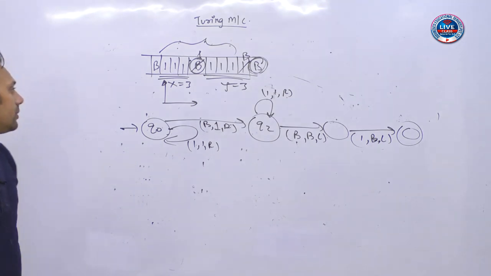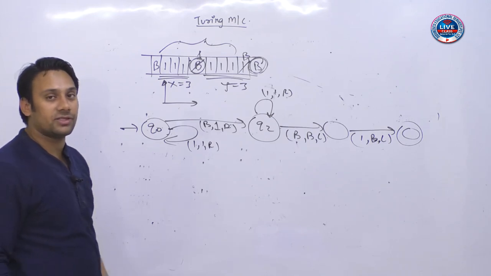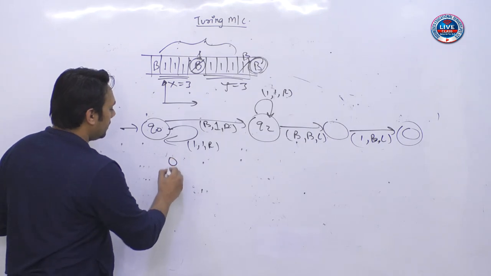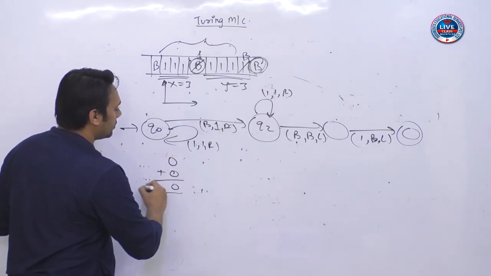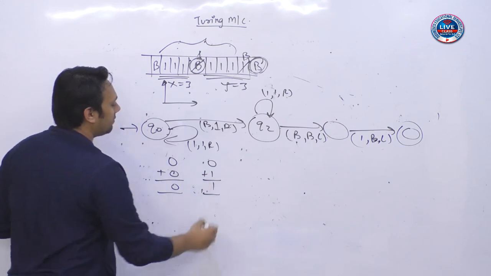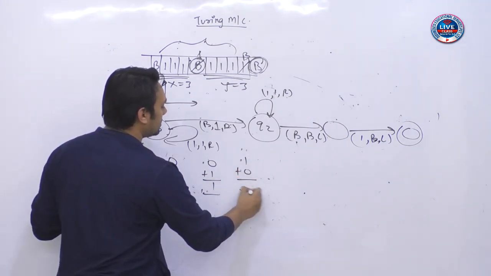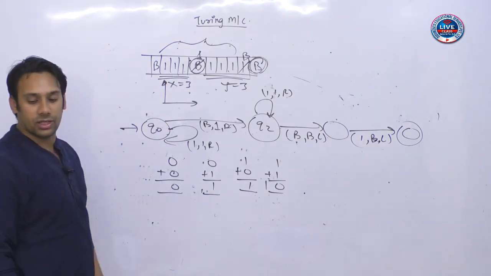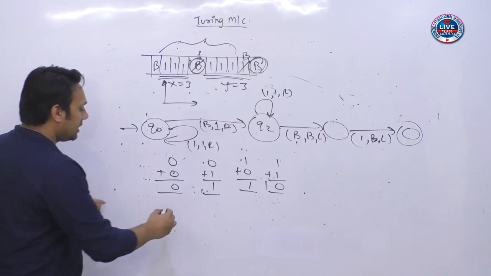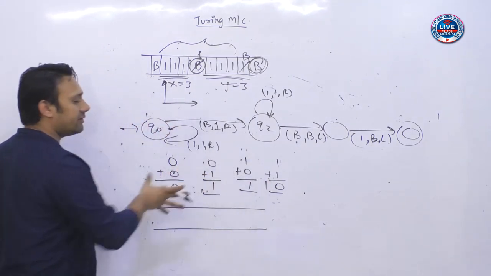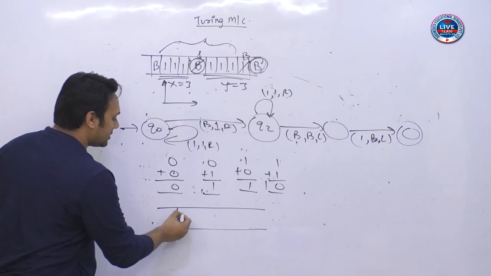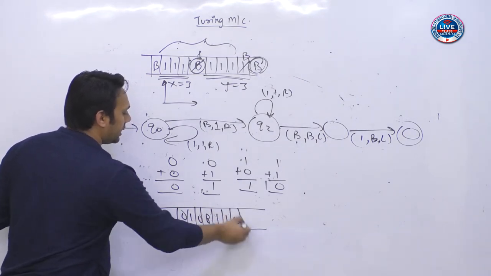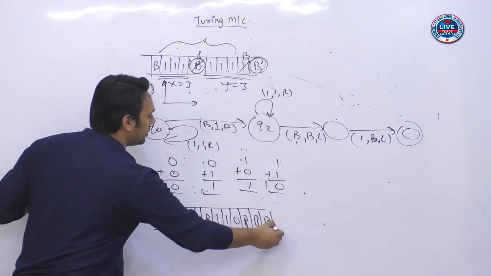Correct? Now, if I want to perform the same kind of operation in binary numbers, you know how binary addition works. We have 0 plus 0, the result is 0. If we have 0 plus 1, the result is 1. If we have 1 plus 0, the result is 1. If we have 1 plus 1, the result is 0 and carry 1. So what I can do in this case is, suppose we have some numbers in binary loaded into the tape, let us assume the number is 0, 1, 0, blank, 1, 1, 0, and then blank, blank, blank, blank, and so on.